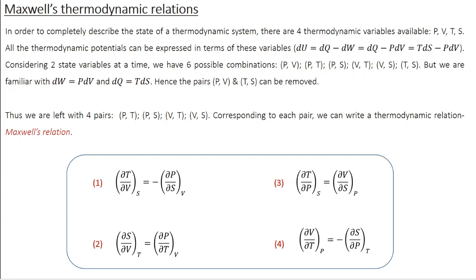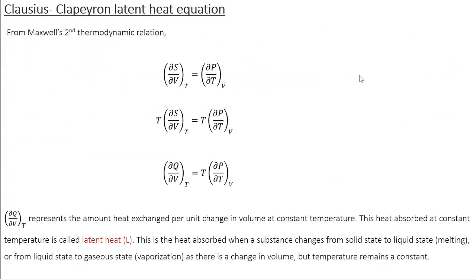But why did I introduce this topic? Because unless you know Maxwell's relations, you won't be able to understand another very important equation in thermodynamics, which is part of your syllabus. This is known as the Clausius-Clapeyron latent heat equation. And the derivation of the Clausius-Clapeyron equation comes from Maxwell's second thermodynamic relation.